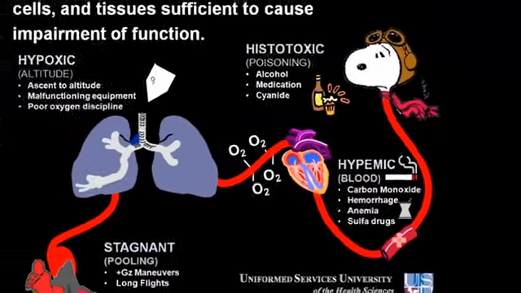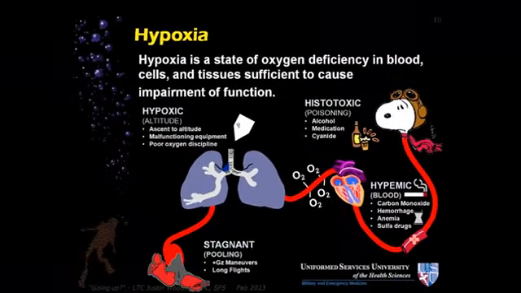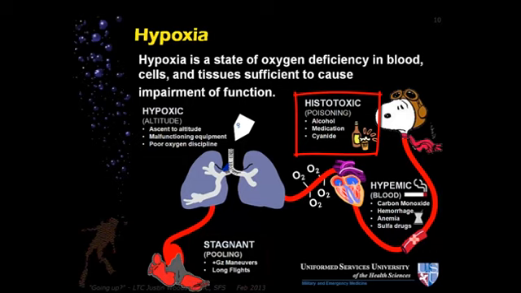So in review, the four types of hypoxia that we talk about in the operational environment are hypoxic hypoxia, which results from changes in altitude, stagnant hypoxia, which results in pooling of the blood as a result of G forces, histotoxic hypoxia, which is the result of poisoning from alcohol or cyanide or other medication, and finally hypemic hypoxia, which is a result of decreased oxygen carrying capacity of the blood, like we see in carbon monoxide poisoning, anemia, or sulfa drugs.